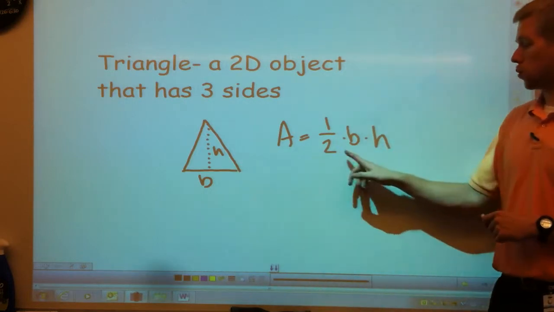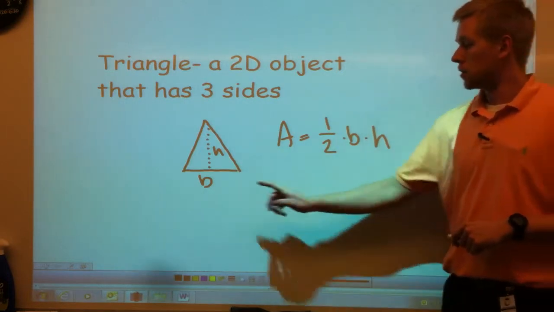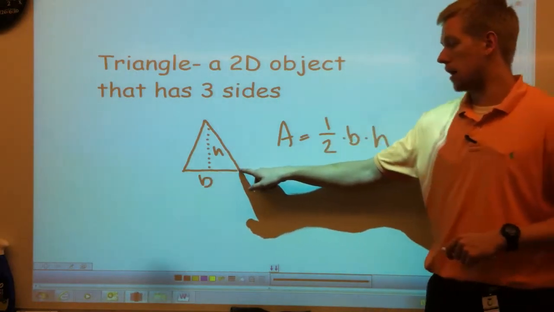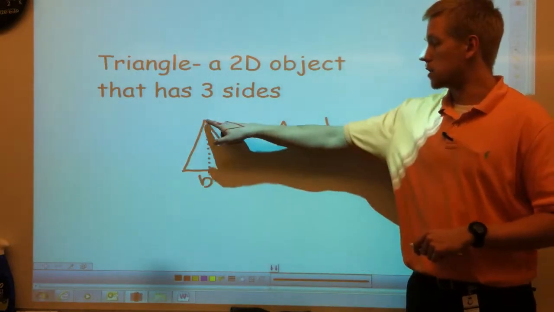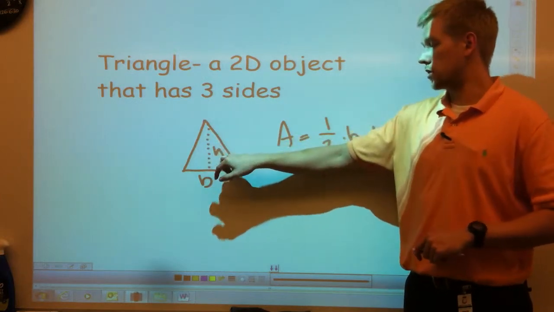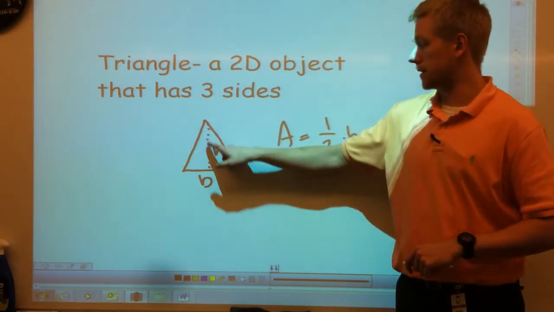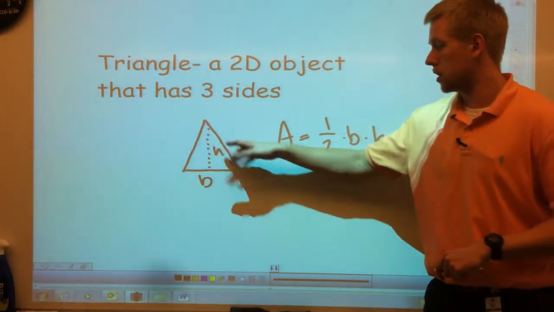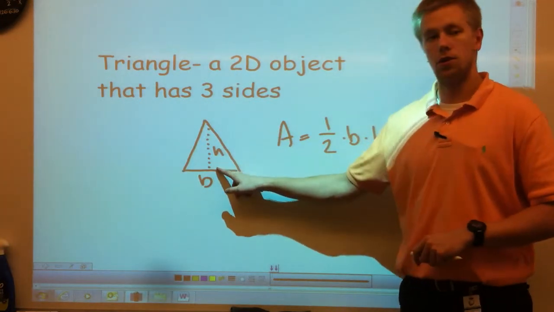The formula for a triangle is 1/2 base times height. So you have your base. The base is always the bottom side of your triangle. The height goes from the top vertex to that base. Okay, so the height is always going from the top vertex to that base. It's not one of these diagonal sides. Your height will always be perpendicular to your base.